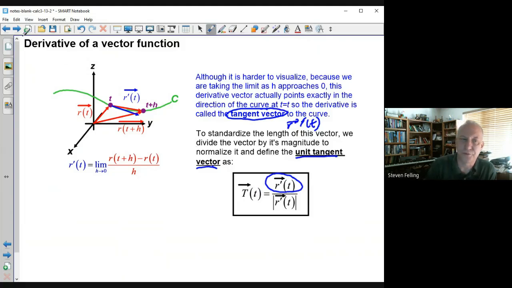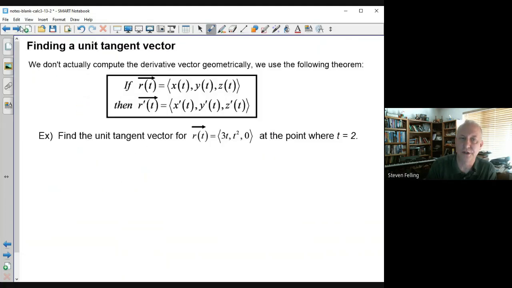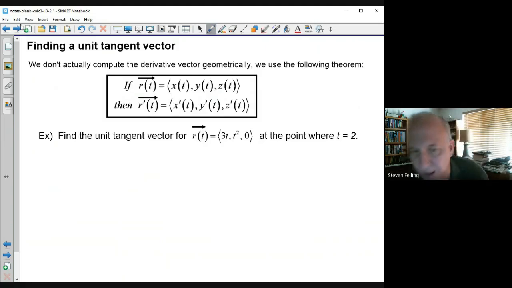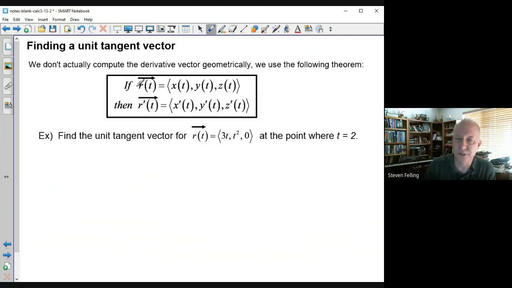So capital T stands for unit tangent vector, and it's also a function of t. Now, even though the limit definition is conceptually how this works, in practice we don't actually compute it that way. We use these theorems, which are proved in the textbook. If you have a position vector function r(t), which has component functions x(t), y(t), and z(t), then if you go through the limit definition carefully on each of these, the derivative vector, the tangent vector, is equal to the derivative of the x component for x, the derivative of the y component for y, and the derivative of the z function separately.